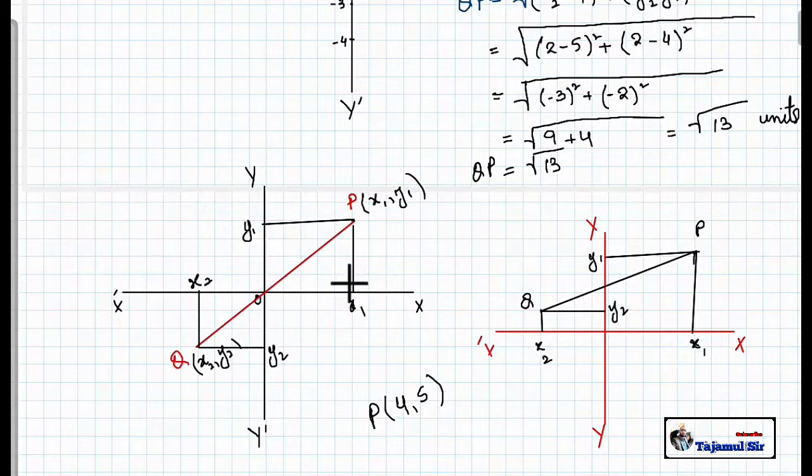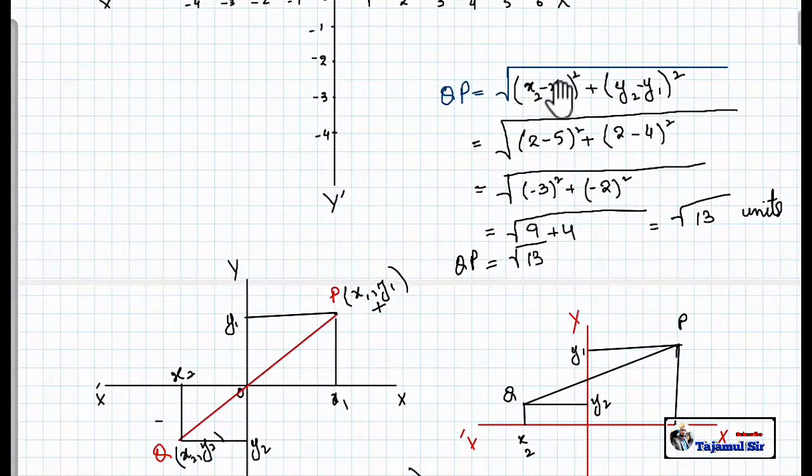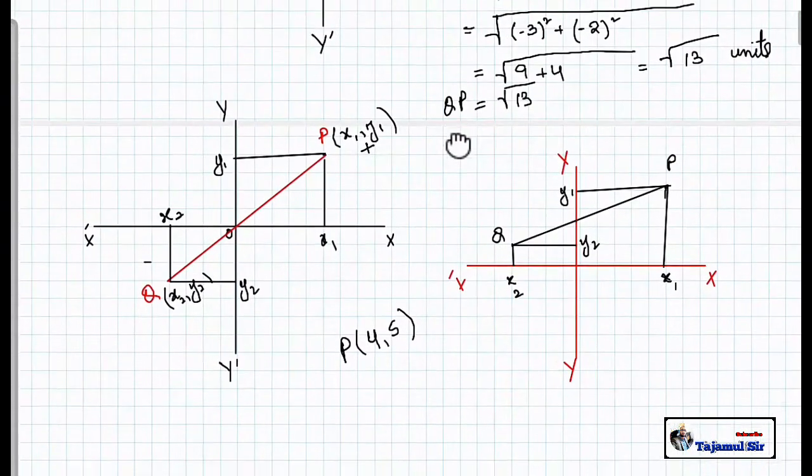But the difference is here that x1 and y1, both of these two will be positive. Here both will be positive values, but when you find the coordinates of Q, both of these two will be negative. It will not affect your calculation, either positive or negative. If you put these positive and negative values in your formula x2 minus x1 square, there is a square, so if there is a negative value it will be squared and become positive, and if there is a positive value it will remain positive.